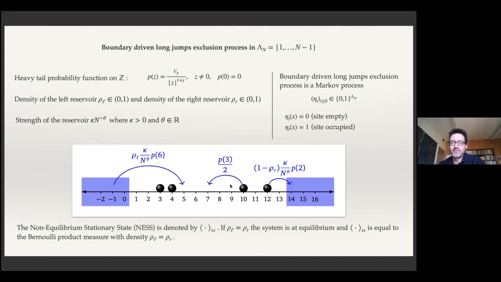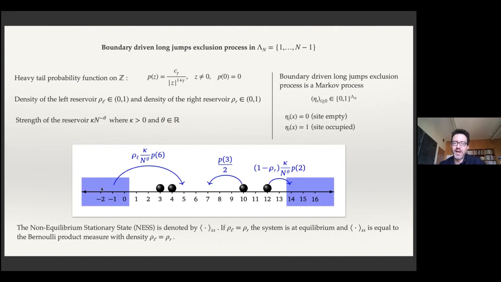Okay, so since you have long jumps, a particle which is in the bulk, so the bulk is this lattice of size n, a priori could jump outside of the bulk. And so a model of reservoirs that I will consider is that this blue part, the infinite lattice, acts as a reservoir in which each particle can jump, and here you don't have the exclusion rule.